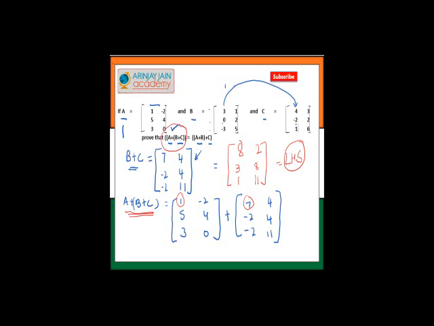But that's only one part of it. What I need to find out is what is the value of (A plus B) plus C. Let's work out that as well. So first I need to find out what is the value of A plus B. So you have 1 and 3, 4. I will add the corresponding elements of A and B. Minus 2 plus 1, minus 1. 5 plus 0, 5. 4 plus 2, 6. 3 and minus 3 gives you 0. 0 plus 5 gives you 5.